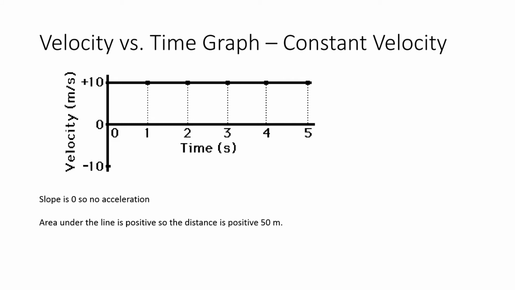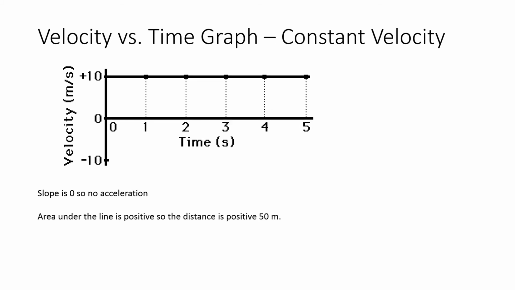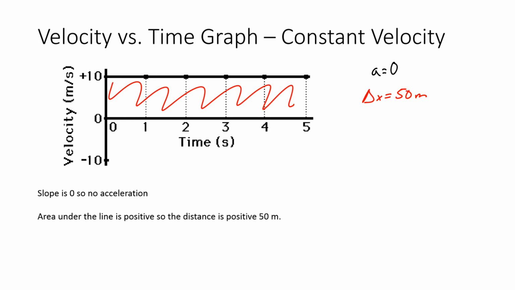This example here, we have a velocity versus time graph, and it is just a straight line. So we have constant velocity, and the slope is 0, so our acceleration would equal 0. And for our displacement, it'd be the area under the curve here. To figure that out, its velocity is 10 times our time is 5, so our displacement would be 50 meters because the area under that curve is 50.